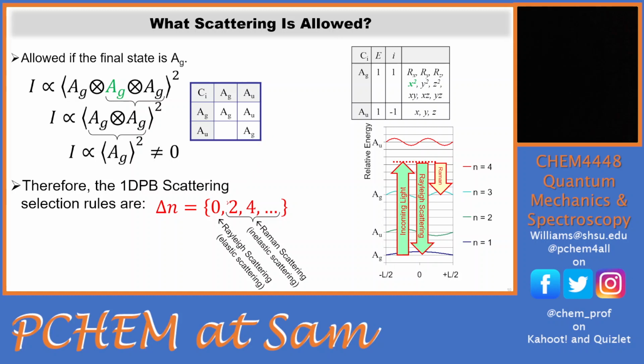And of course, we could have Stokes and anti-Stokes, so this could be plus or minus 2, plus or minus 4, etc. If we had a molecule that was excited to the n equals 3 state, it could interact with an incoming photon and jump down to n equals 1. And that would be a change of minus 2. So delta n equals minus 2. And that's allowed as well. And that would be anti-Stokes.